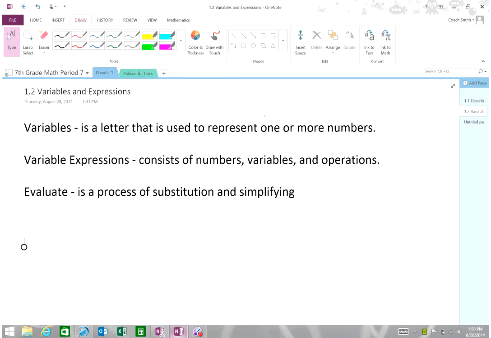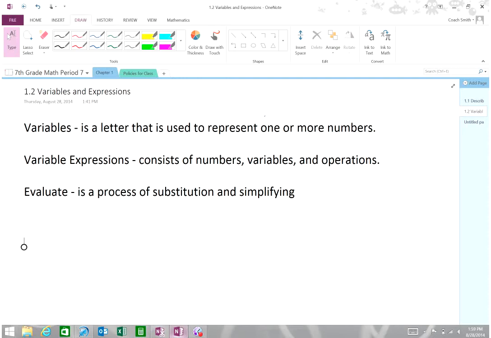All right. Today's lesson is 1.2, variables and expressions. Okay? Jesse, read me the definition for variables on the screen. Okay. A variable is a letter that represents one or more numbers.